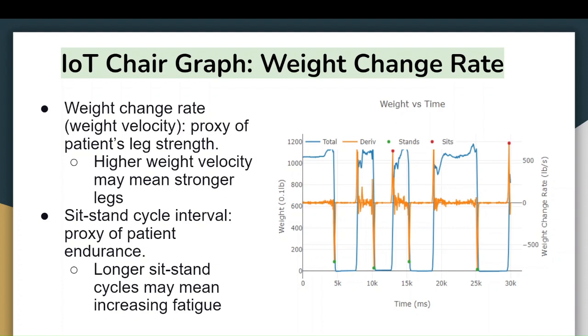And another advantage is that the doctor can see in the graph that we produced the cycles between each sit to stand, which acts as a proxy of patient endurance. You can see here, because longer sit and stand cycles may indicate increasing fatigue. And so what that means here is that in the graph you can see right here, in the beginning, the periods are relatively small, and they remain this. But towards the end of the trial, the patient has longer and longer periods between each sit and stand. And so what this could indicate is fatigue, as it's taking longer for them to perform each repetition.